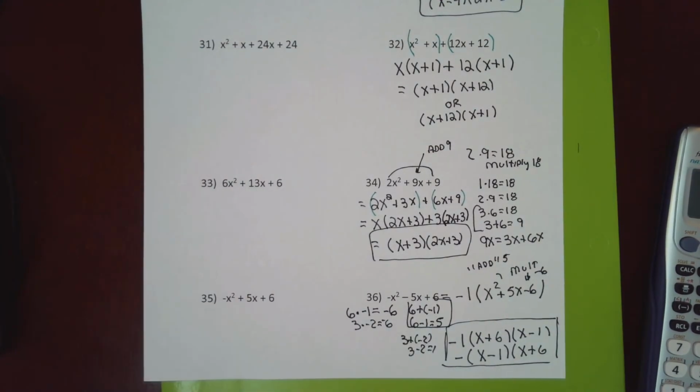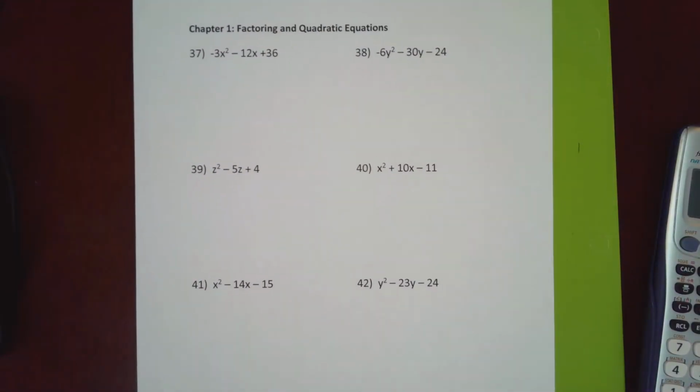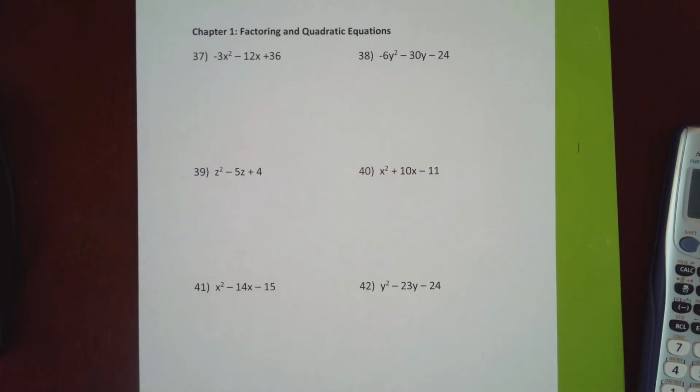All right, 4 more problems to go. They all are trinomials, which is kind of, I don't know, nice, it just is. Let's do 37 together just to knock out one of your problems.